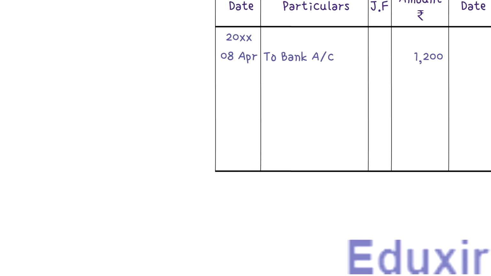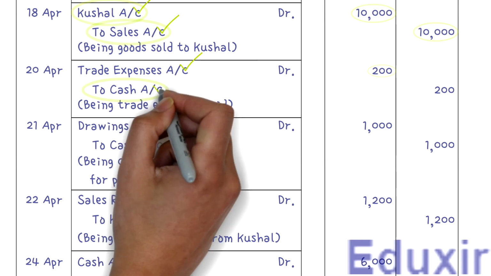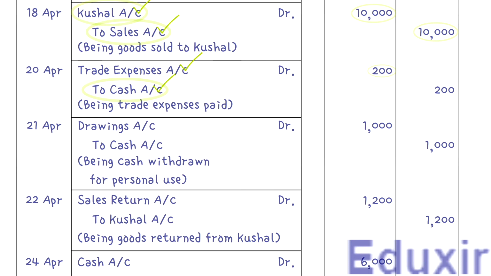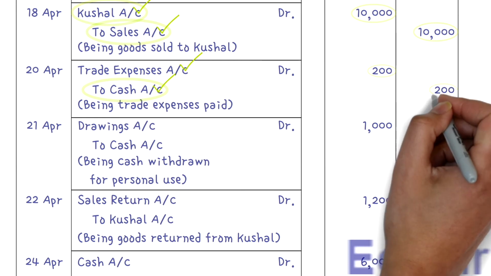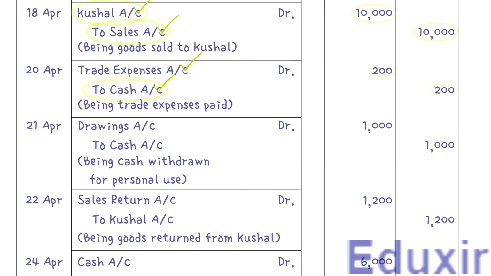Let us now take up the next entry. As the name suggests, it needs to be posted on the credit side of cash account and the credit amount is 200 rupees. Note that the details that need to be posted into the particulars column is trade expenses account. As we already have cash account, let us now post this entry into that account.